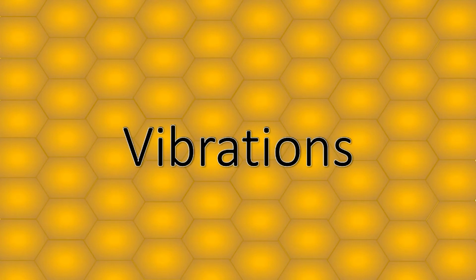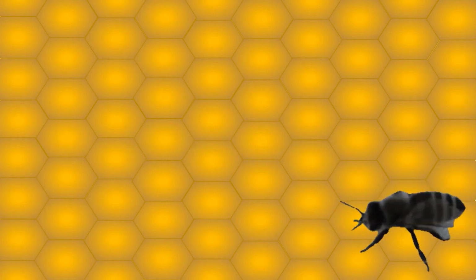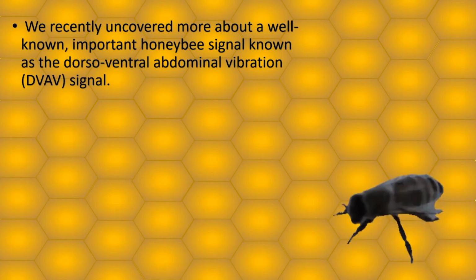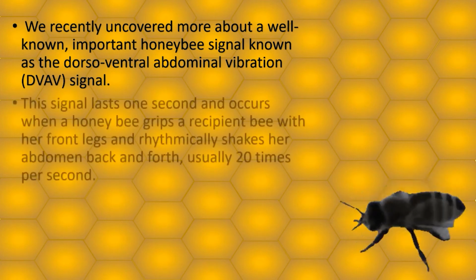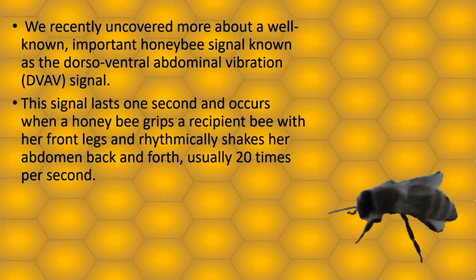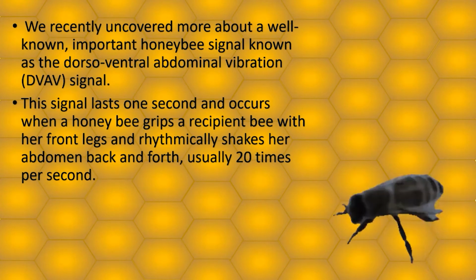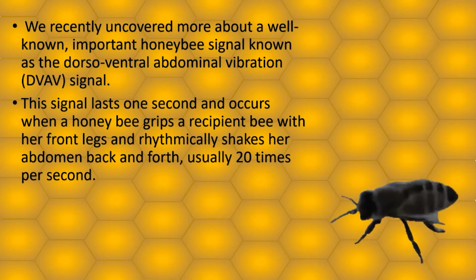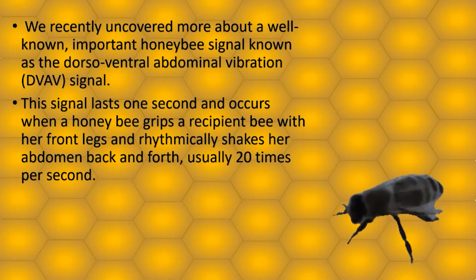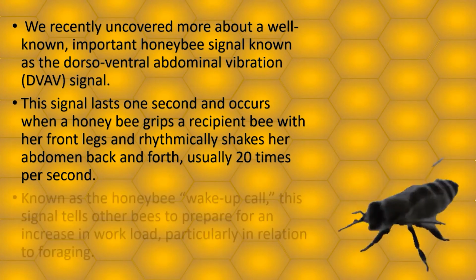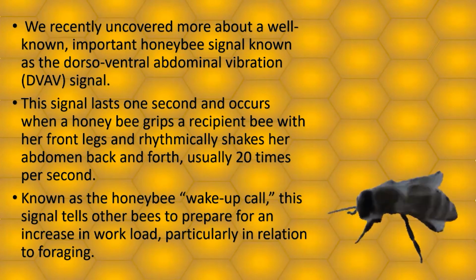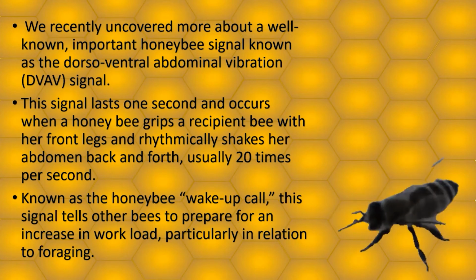Let us see about vibrations. We recently uncovered more about a well-known important honeybee signal known as the dorsoventral abdominal vibration signal. The signal lasts 1 second and occurs when a honeybee grips a recipient bee with her front legs and rhythmically shakes her abdomen back and forth, usually 20 times per second. It is known as the honeybee wake-up call. The signal tells other bees to prepare for an increase in workload, particularly in relation to foraging.